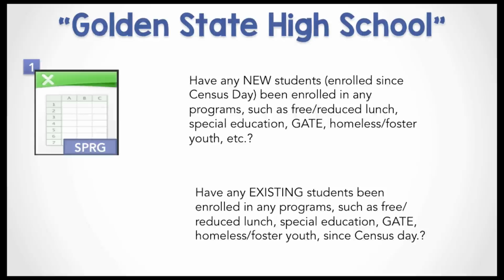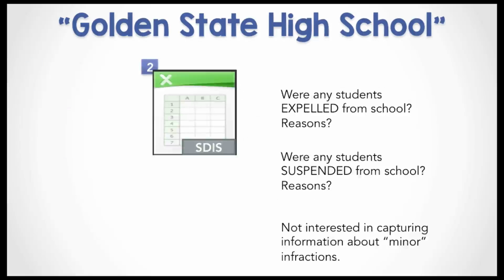And really, this is looking at any new students that have enrolled since census date. You get a brand new kid and they're already free and reduced lunch because of direct cert. So you can go ahead and create a program record for them. And because that wasn't uploaded during the fall 1 or fall 2 processes, this is the time to update that information.